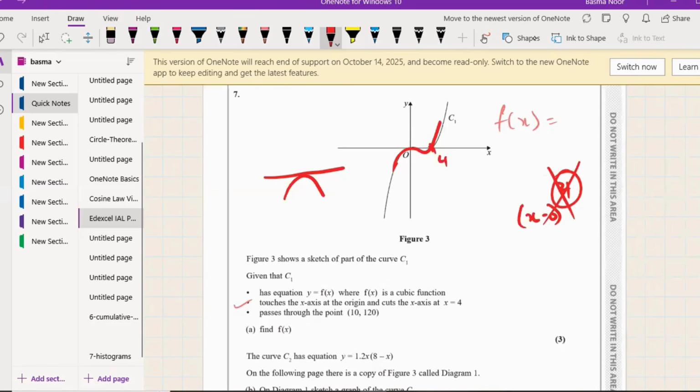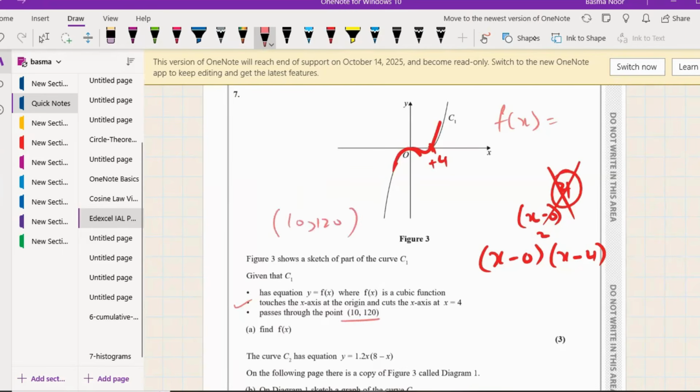right? And it is cutting at x equals 4, so the factors will be x minus 0 to the power of 2, because it is bouncing at 0, and x minus 4. Okay, this is plus 4. When you move it to the other side, x equals 4, now when you move it to the other side, that becomes x minus 4. Okay, in order to write the function, the curve is passing through the point (10, 120). Okay, find the f of x.